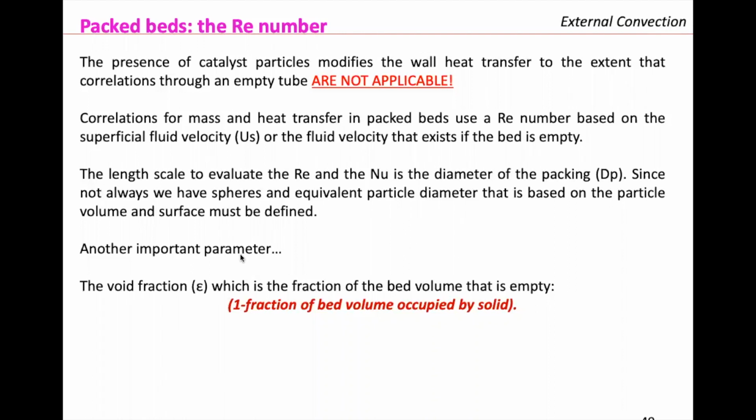So these are just parameters that you need to have in mind when evaluating packed beds. Again, Reynolds based on the superficial velocity. The length scale now is the diameter of the packing, and sometimes we need to calculate an equivalent particle diameter, since not always we pack spheres like you saw in the previous slides, right? We have rings, for example, or more complicated geometries. Another important parameter is the void fraction, that is 1 minus the fraction of the bed occupied by the solid. And that you will employ a lot in, again, your kinetics course.